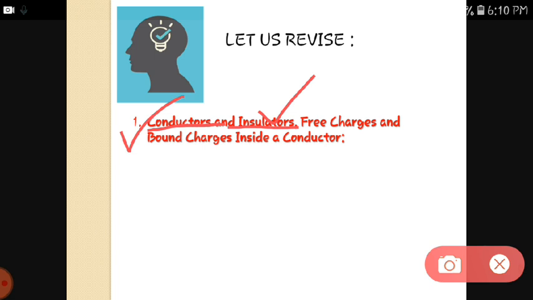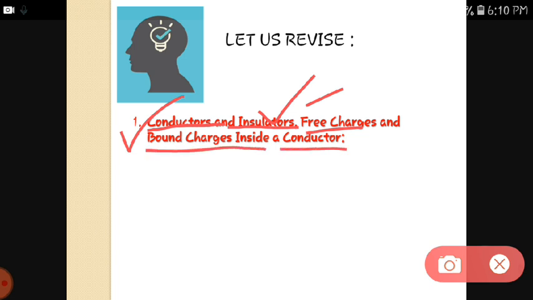We have seen some examples of conductors as well as insulators. Basically, metals, the human body, earth, or even animal bodies are called conductors, and insulators are nothing but glass, plastic, rubber, wood. Basically, these all are examples of insulators, right? Then what are free charges and bound charges inside a conductor?